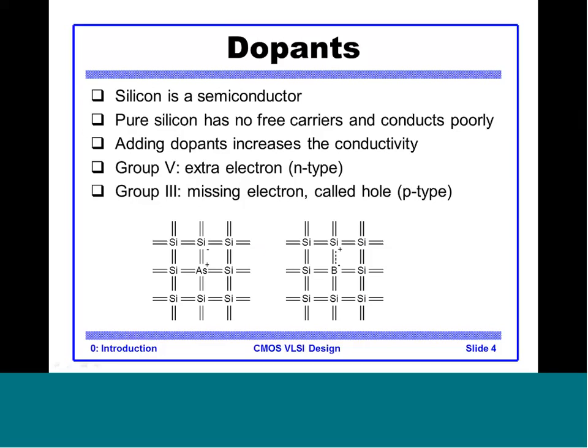When a group 5 element like phosphorus is added to silicon, it contributes an extra electron per atom, and correspondingly free electrons are available and the conductivity increases. This type of material is called n-type silicon. If, on the other hand, a group 3 element like boron is doped into silicon, there is a deficiency of electrons, which is called a hole. This type of material is called p-type.